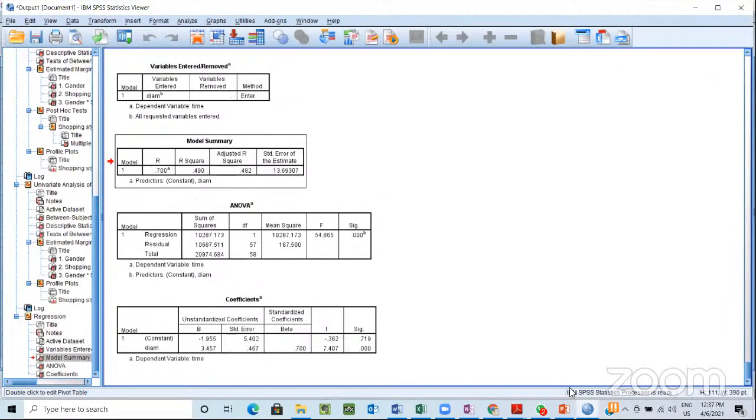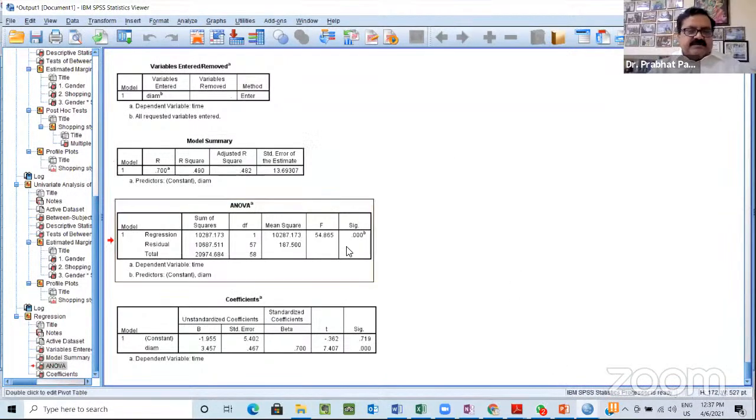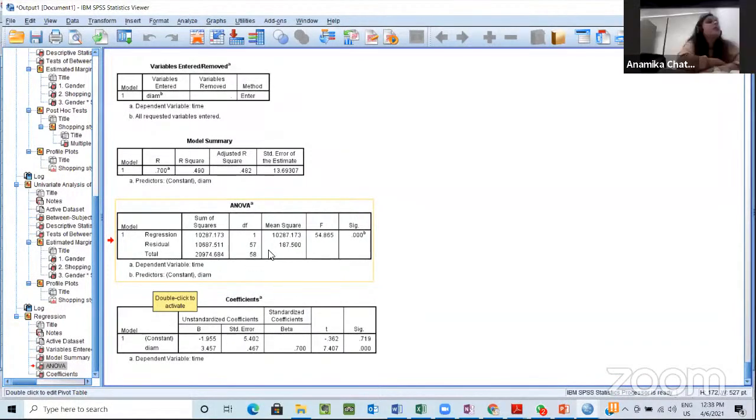Okay. Fine. So now we are going to the Anova table. Anova table is about the F-test. You can see here, F statistic is calculated, and the sums of squares are given. Regression sum of squares is 1,287.173. Residual sum of squares is 1,687.511. And the total sum of squares is the addition of these two, which is 2,974. This is how it has been calculated.